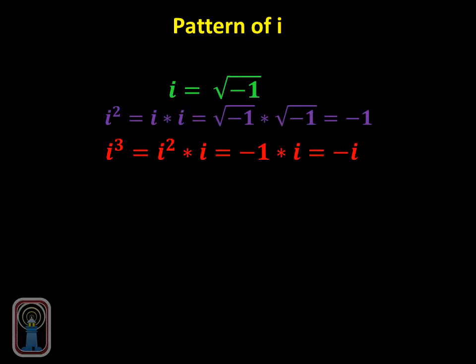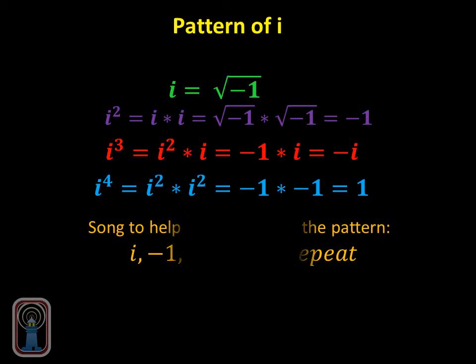I to the third power can be written as I squared times I. We know that I squared is a -1, so -1 times I is a -I. I to the fourth power can be written as I squared times I squared, which is a -1 times -1, which equals a +1. This pattern will repeat every fourth exponent.